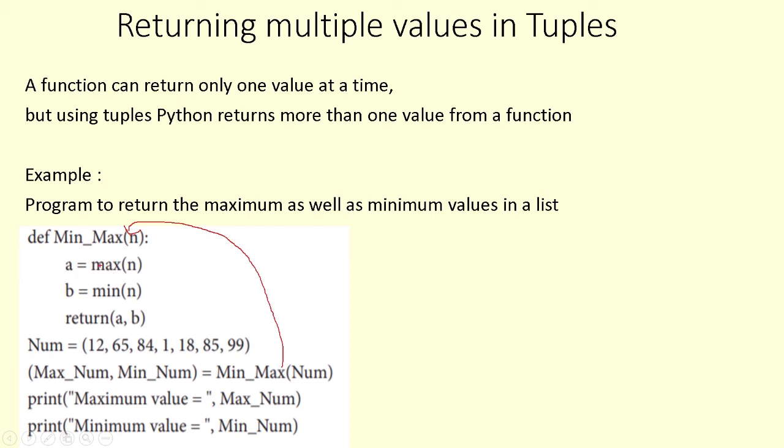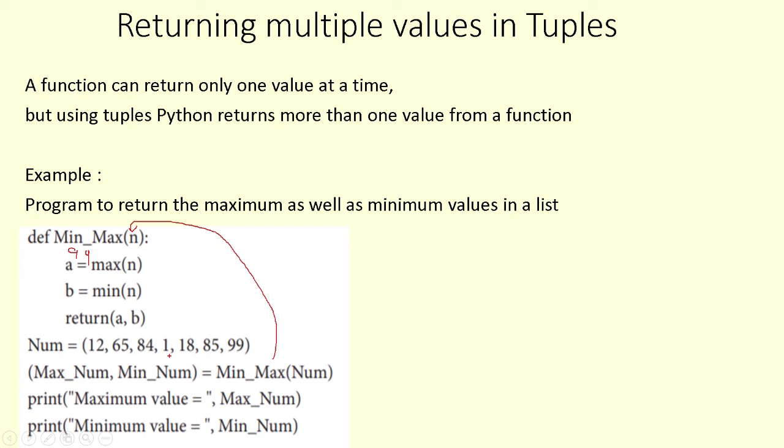Okay, so the next statement in the function is a is equal to max. The max function you already know, it returns the maximum value present in the list of values. Among these, which is the maximum? 99. So 99 will be stored in the variable a. So now a will have the value 99. Okay, so 99 will be assigned to a.